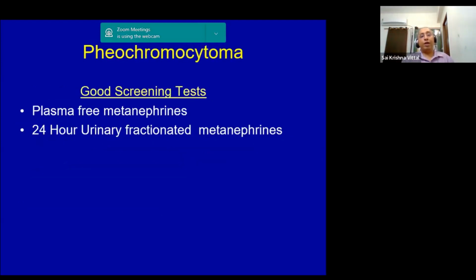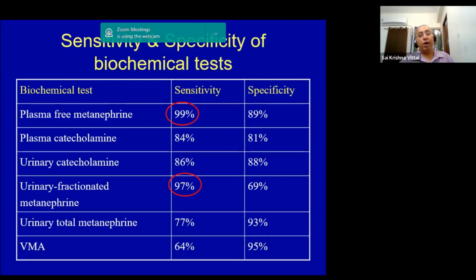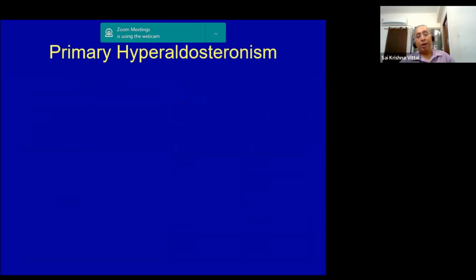What is a good screening test to rule out pheochromocytoma? You have to do either a plasma-free metanephrine or a 24-hour urinary fractionated metanephrine. You can see here the sensitivity of a plasma-free metanephrine is around 99%, and 24-hour urinary fractionated metanephrine is around 97%. You either do one of the two, or if the luxury permits, you can do both as well.